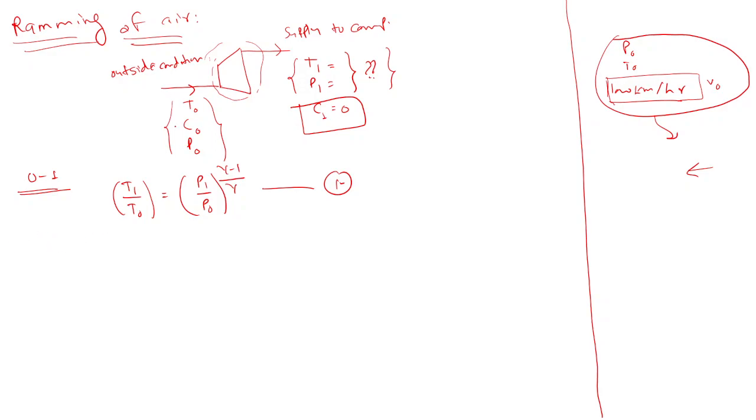So what energy would be here, it would be H naught plus C naught square by 2000 is equal to H1. Sometimes they will say velocity would be 0, or sometimes they will give some velocity. If some velocity is given, then C1 square by 2000, and H naught and H1 you can write Cp T naught, Cp T1. So this would be the second equation. So two equations and two unknowns you can easily find, right?